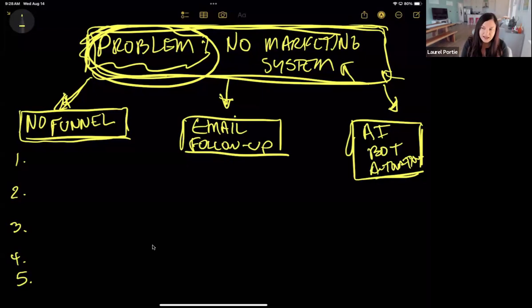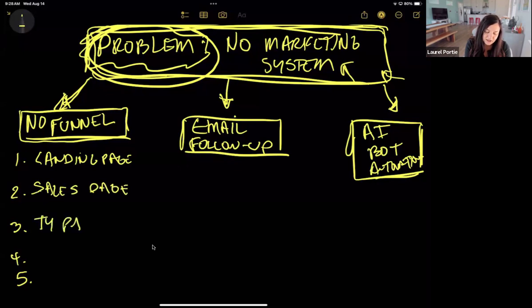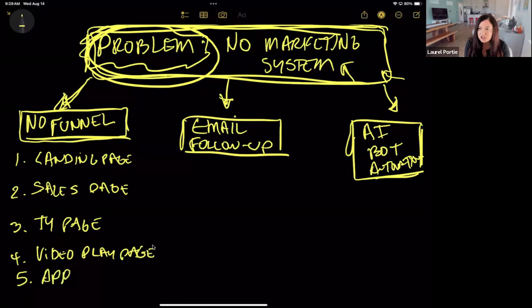And so if they don't have a funnel, then they likely don't have a landing page. They likely don't have a sales page. They likely don't have a thank you page. They likely don't have maybe a video play page. And they probably don't have like an application if they're looking to get clients, right?